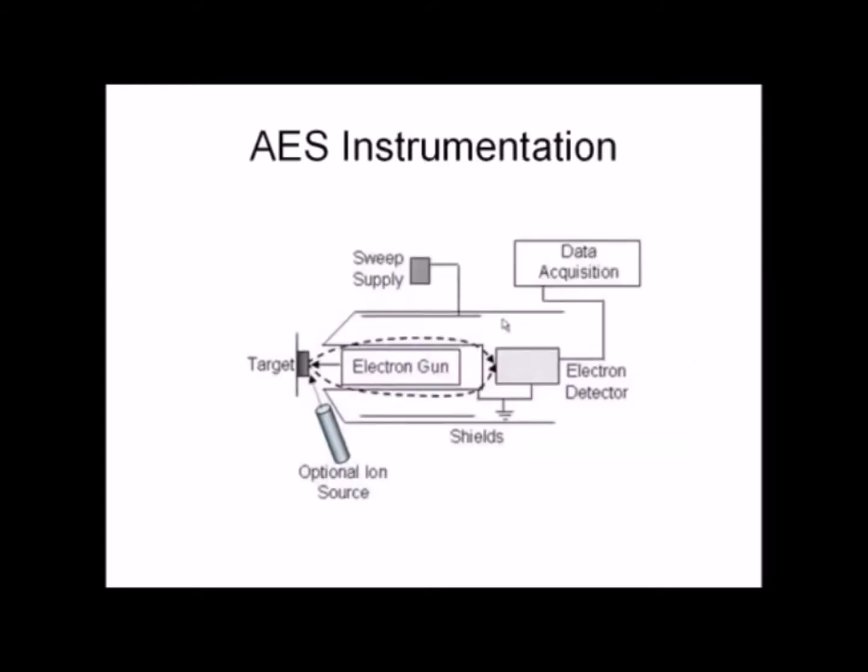The instrumentation of Auger electron spectroscopy is shown in this diagram. The sample is run through the spectrometer and is usually a solid compound. The sample moves through an electron gun or ion source. It is comprised of an ion beam that sputters the sample surface.